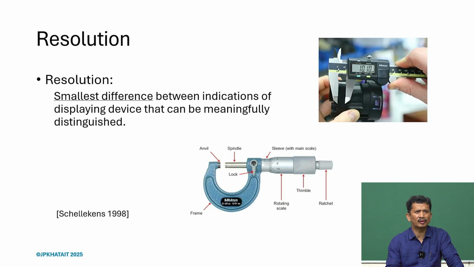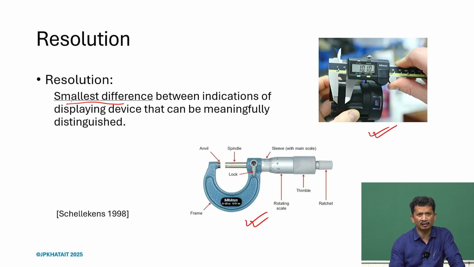The other term we will be using frequently is resolution. Resolution is always of the measuring device or the sensor, and it is the smallest difference between indications of a displaying device that can be meaningfully distinguished, whether it's electronic or analog. So we have a vernier, we have a micrometer, we know how to use them, and the smallest measurement we can do, that is the resolution.